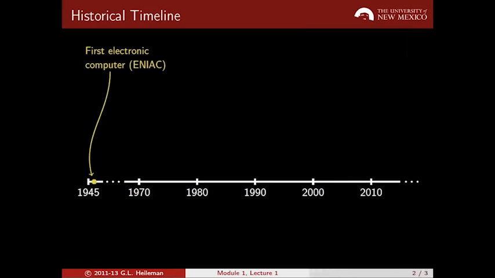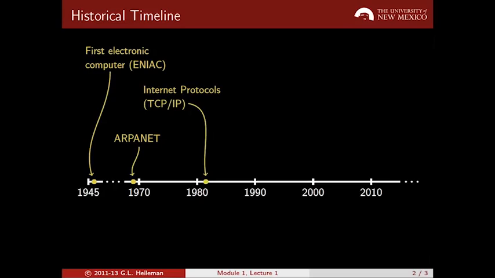The first electronic computer was created in 1946, and it was called the ENIAC, which stands for the Electronic Numerical Integrator and Calculator. This computer was used primarily to compute artillery tables. In 1969, the ARPANET was produced. This is a communication network that was funded by ARPA, the Advanced Research Projects Agency, which is an agency of the Department of Defense for the United States government.